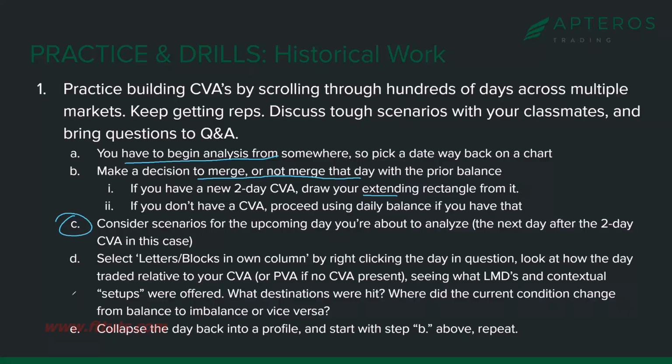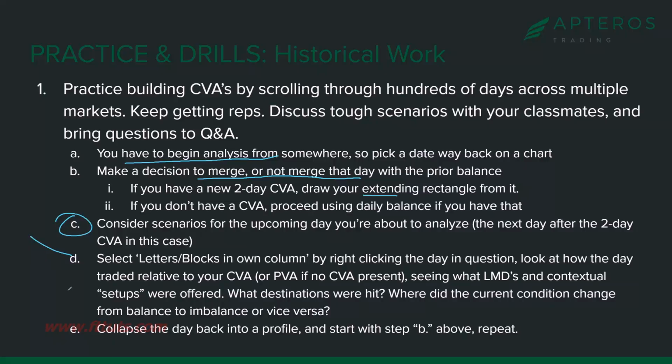Now, for the next day, so we've got day 1 and day 2, which we merged, let's say, for a 2-day CVA. Now that you're done thinking of what day 3 would look like, even if you can see it in front of you, don't worry, just think through the scenarios. And now to really go in and double check what happened relative to what you thought might happen or could happen, point D, select letters blocks in own column, right click the day and then select that.